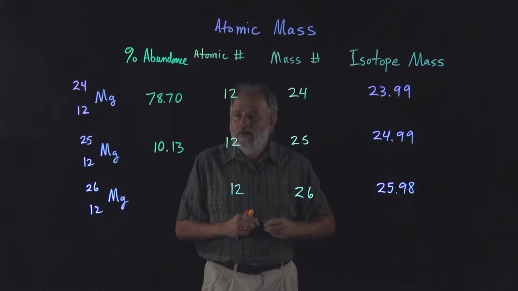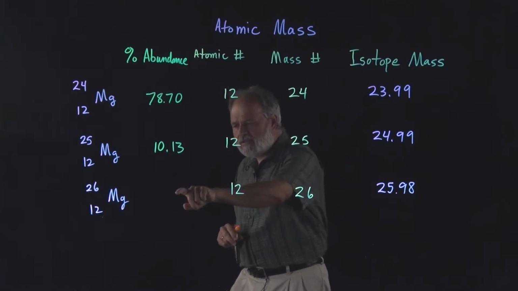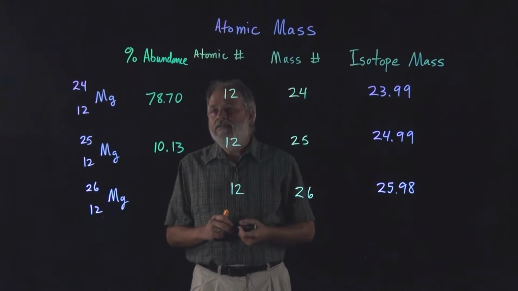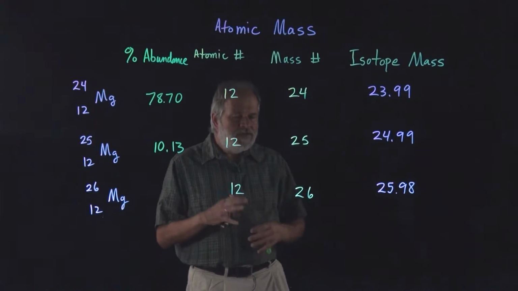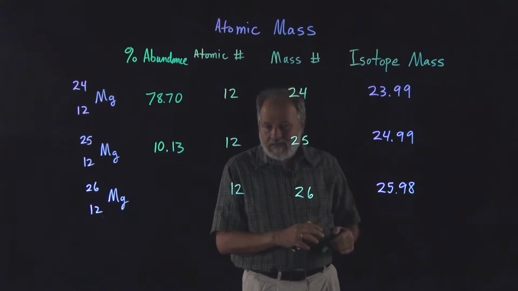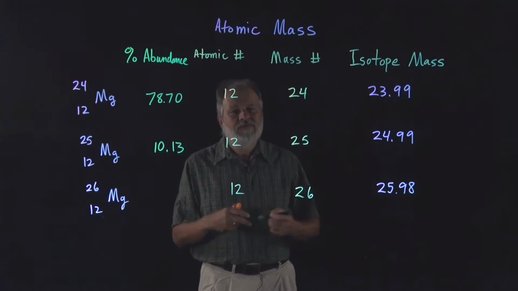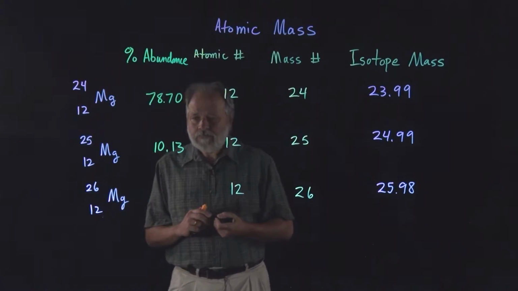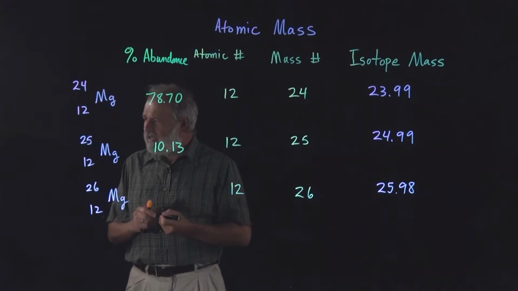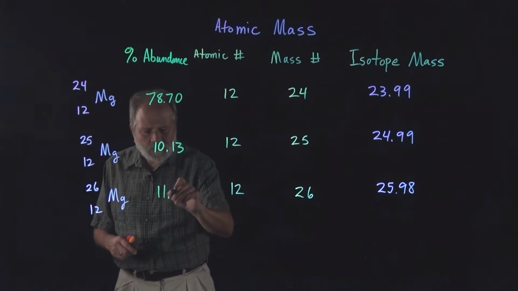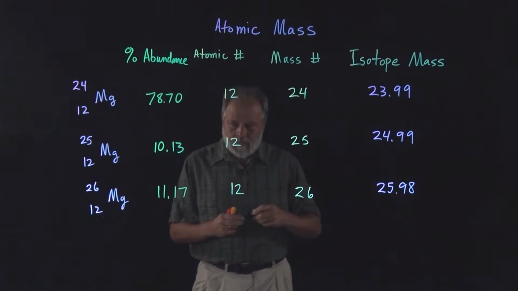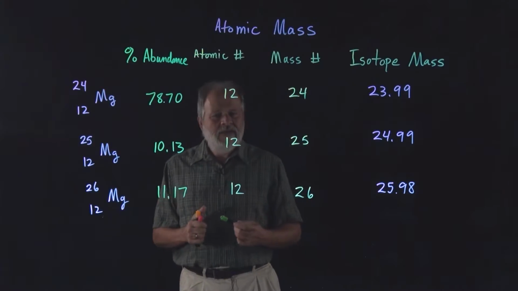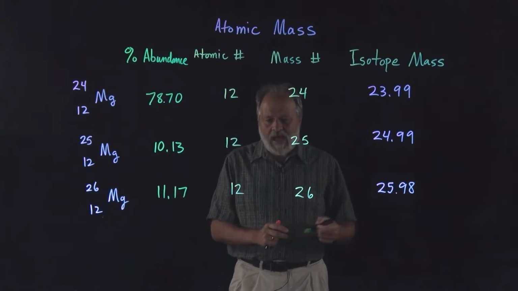And so we could actually figure out what this number is, because the percentages have to add to 100%. And so you might have a problem where you have to find the percent of the missing isotope if you're told that's the last one. So you merely subtract these two numbers from 100 and you can get 11.17%.